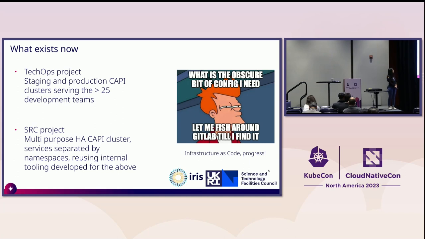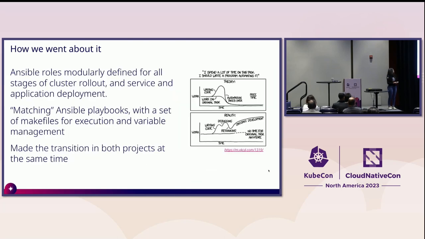And in the SKA Regional Centre project, we consolidated some of our applications, most of our applications, into a single high-availability, multi-purpose cluster with services separated by namespaces this time. And we reused a lot of the internal tooling that was built largely by the system team to help us make this transition in both projects, and we'll talk about that tooling next.